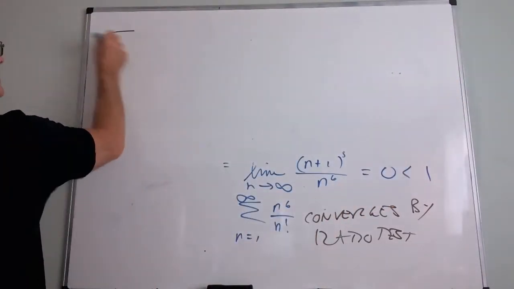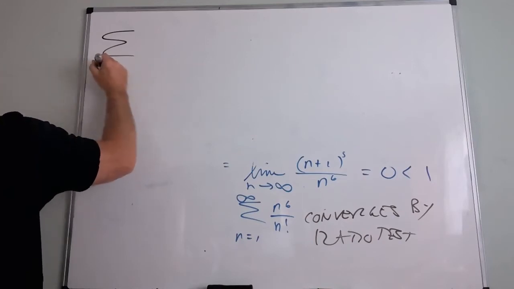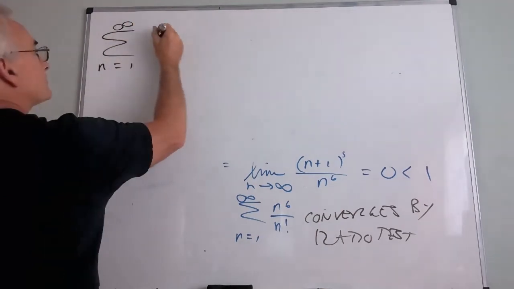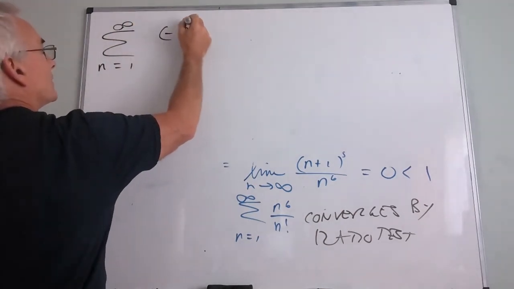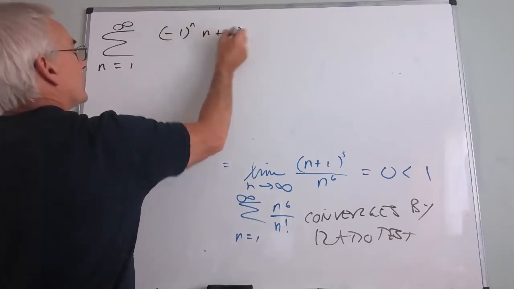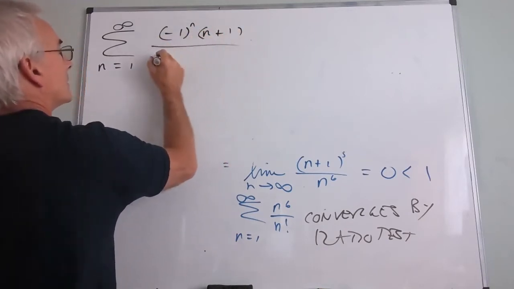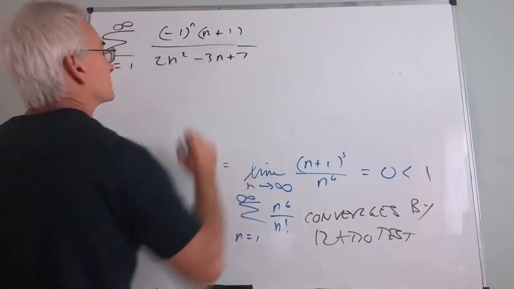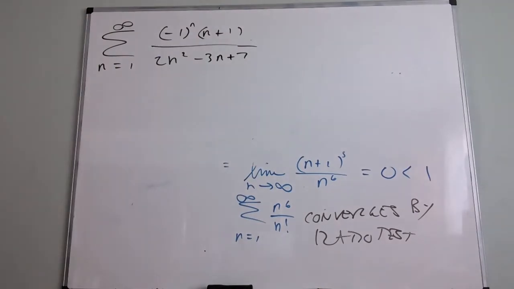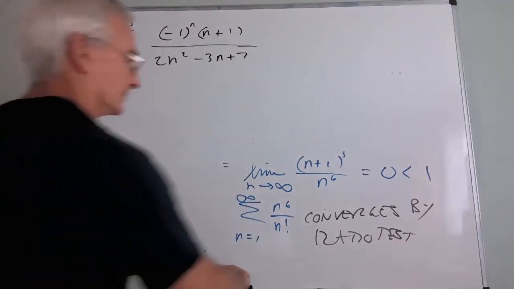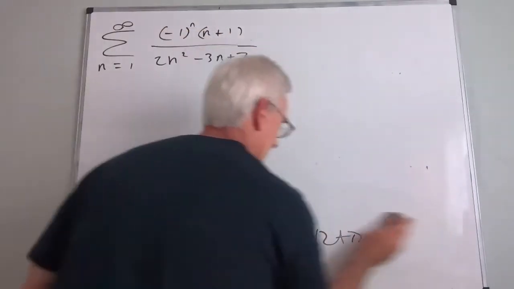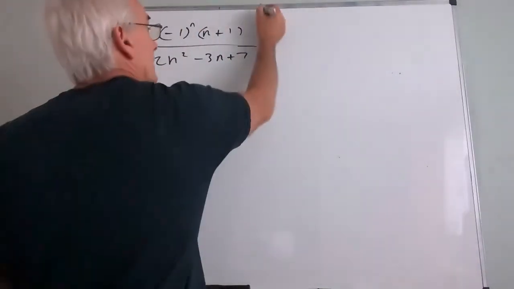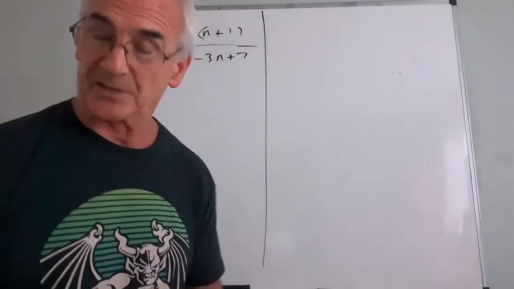Let's do one. Let's say the sum from n equals 1 to infinity of (-1)^n times (n plus 1) over (2n squared minus 3n plus 7). Limit comparison test. Eventually, yes. I think that's probably the way we go.